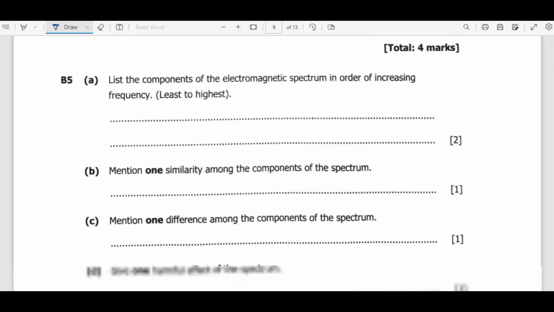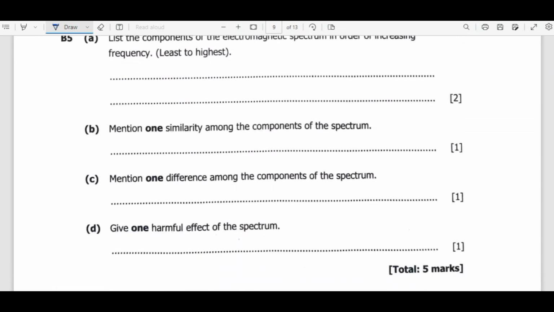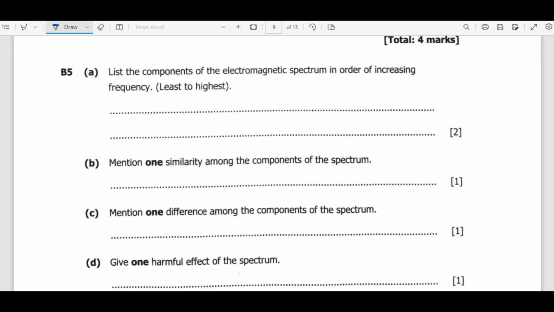Okay, we move on to question 5. Under question 5, we are dealing with the spectrum. List the components of the electromagnetic spectrum in order of increasing frequency. So list from lowest to highest. You need to find a mnemonic that we can use to remember the nature and also the sequence, the order of this electromagnetic spectrum.